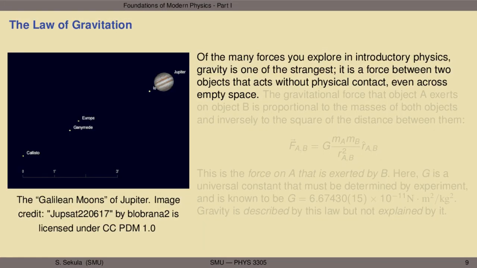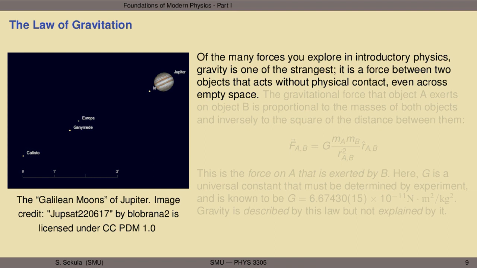Now, another law that we encounter in introductory physics, which seems a strange beast compared to the other kinds of mechanical phenomena that we encounter in these courses, is the law of gravitation, which governs the gravitational force between any two bodies with mass. It acts without physical contact, and it does so even across empty space. And I've illustrated that here by showing you the planet Jupiter, which is the heaviest planet in our solar system, and 4 of its moons, the ones that were first spotted by Galileo when he turned his telescope to the night sky to see what he could see.